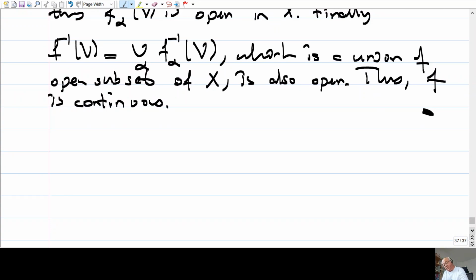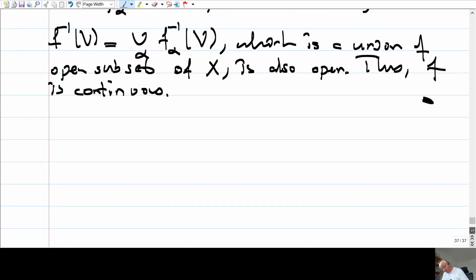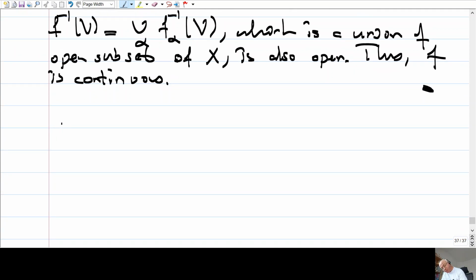This thing is not true if we replace open subsets with closed subsets, and actually it's, I guess, one of your exercise problems. However, the finite version of this is true. Okay, so let me write it this way.